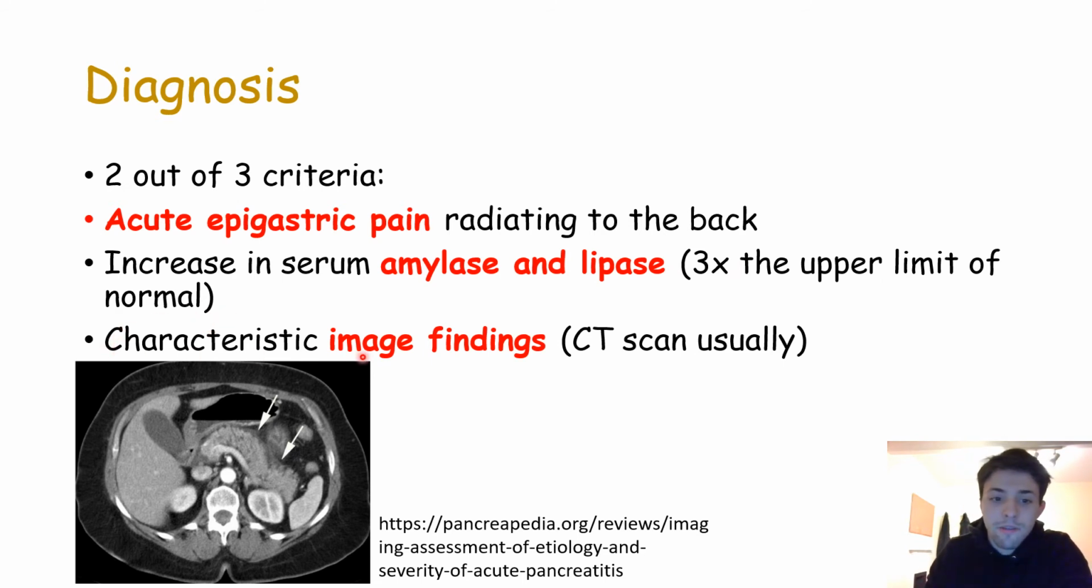And it can also have characteristic image findings. And these are usually a CT. CT is one of the best ways to see the pancreas. If you ever saw a normal abdominal x-ray, it's very, very hard to see the pancreas, at least for me. And here's a CT showing someone with acute pancreatitis. You can see that there's a lot of swelling around the pancreas, and the pancreas looks a bit bumpy as well and swollen. So yeah, definitely watch out for that.